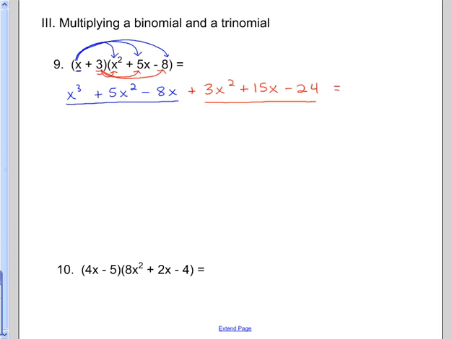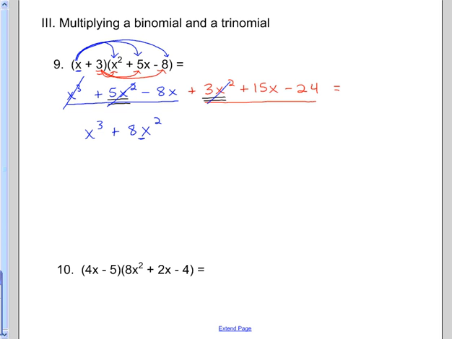Pick out the highest degree term first, which is my x cubed, and that's going to be my first term. Then I look at, well, I have a 5x squared, and I have a 3x squared. That's positive, so that's going to be 8x squared. Here's where you've got to remember, you're adding now. You're combining. Those exponents are not going to change. It's like you're counting how many x squareds do I have. Okay, so now we're finished with those two.